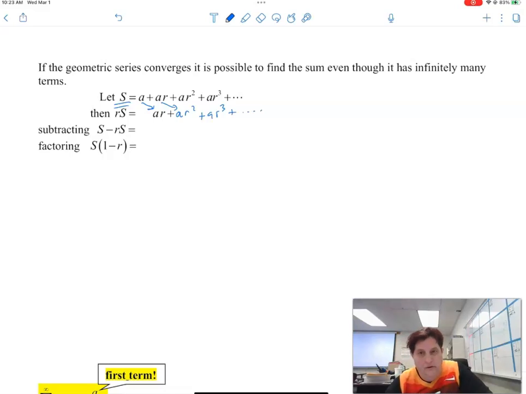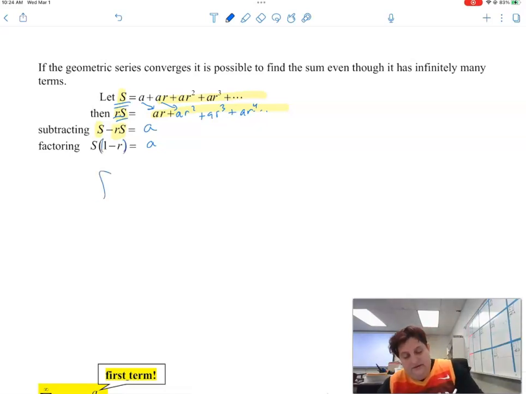Does that make sense? So it kind of just gets rid of the first term, but otherwise, it's the exact same sequence. We'll put ar to the fourth, and it keeps going. Now, what is S? That's this one. Minus rS. That's this one. Well, guys, when I subtract these, all those terms are going to cancel out together, and so it just equals a, right? S minus rS just equals a. And if I factor out an S, I get 1 minus r equals a, and I can solve it.